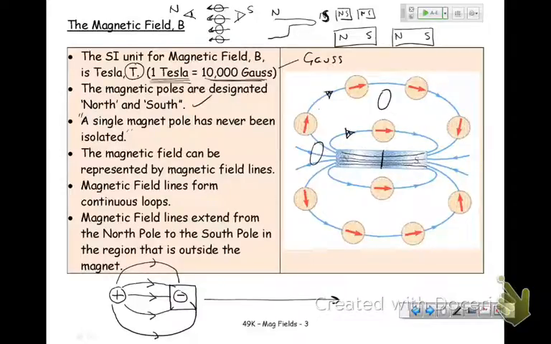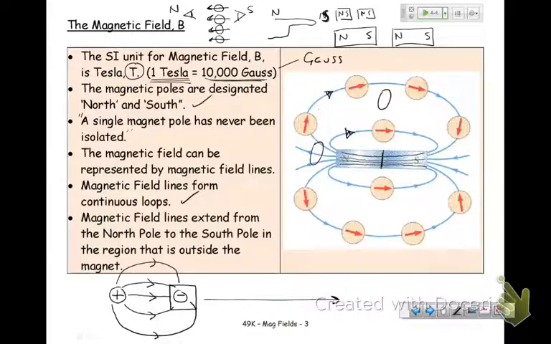Magnetic field can be represented by magnetic field lines, and we're showing that there. Magnetic field lines form continuous loops, and that's, again, in contrast to what we found with electrostatics. Magnetic field lines extend from the North Pole to the South Pole in the region outside the magnet. We've just got to remember, because next time we're going to do a lab where we look at the magnetic field inside a magnet, we're going to use a slinky with a current flowing through it to cause a magnetic field. It behaves just like a bar magnet. But now we can puncture that magnet, and we'll look at the magnetic field inside the slinky.